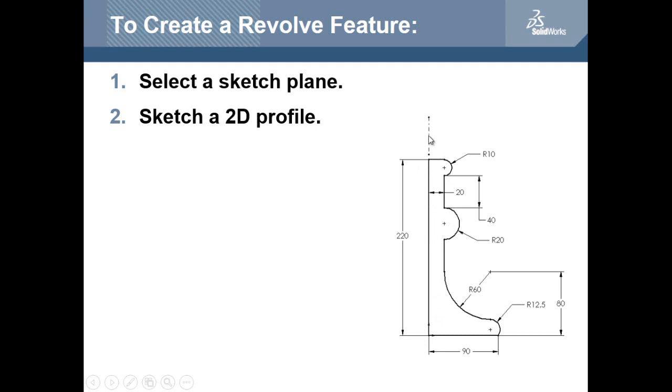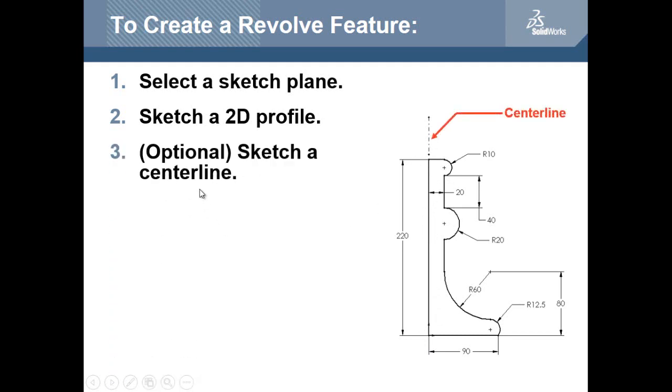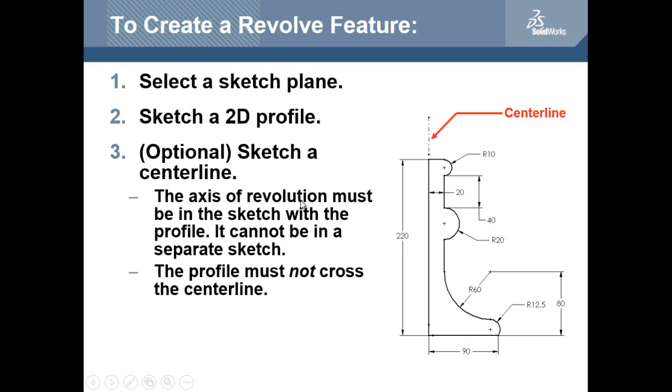You can also revolve around the center line. Sketch a center line. So here's a center line that was sketched. The axis of revolution must be in the sketch with the profile. It cannot be in a separate sketch. The profile must not cross the center line. So notice how here's the center line, and nowhere does the profile go across the center line.